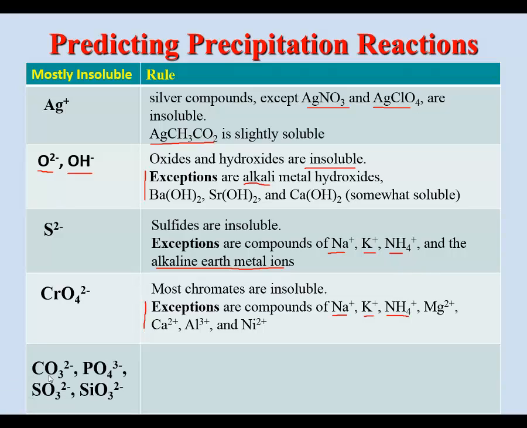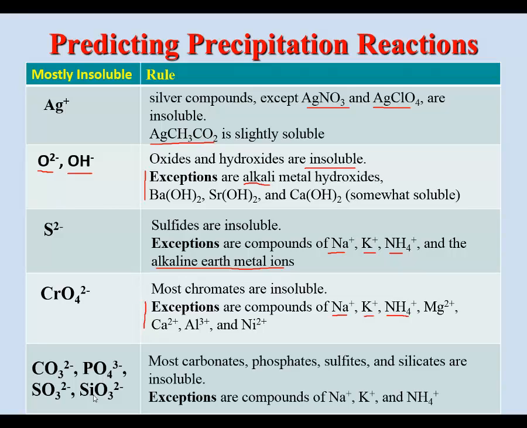Okay, now if I have carbonate, phosphate, sulfite, or in this case, silicate. In those cases, if I have carbonate, phosphate, sulfites, or silicates, those are all insoluble. So I expect they're insoluble. The exceptions would be if I see them paired up with like sodium, potassium, other alkali metals, or the ammonium cations. Then they could be potentially soluble. But in all other cases, we expect them to form precipitates.